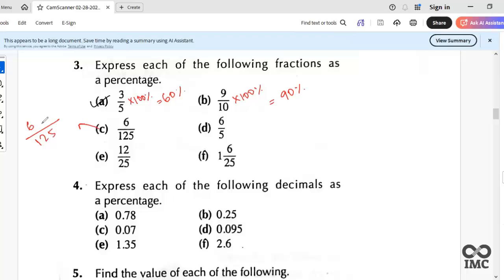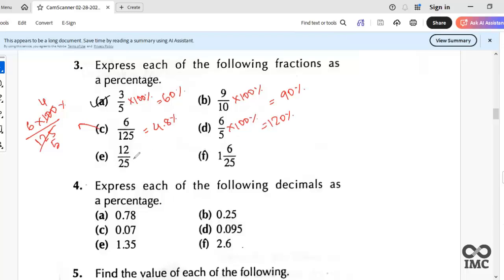Number C says 6 by 125%. So 6 multiplied by 100% by 125. Now we need to cancel the values. 25 4s are 100. 25 5s are 125. So we'll get 6 4s are 24 by 5%, and 24 by 5% can be written as 4.8%. Next, 6 by 5 multiplied by 100%. 100 by 5 will be 20. 6 2s are 120%.